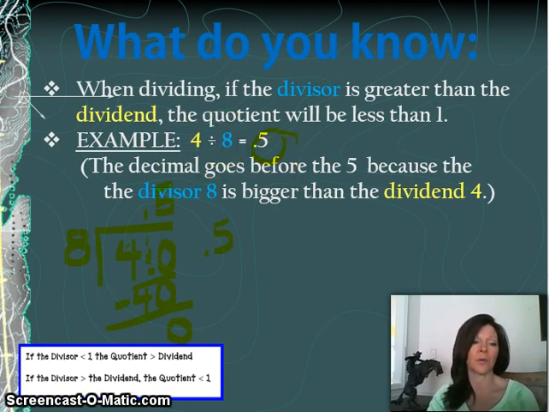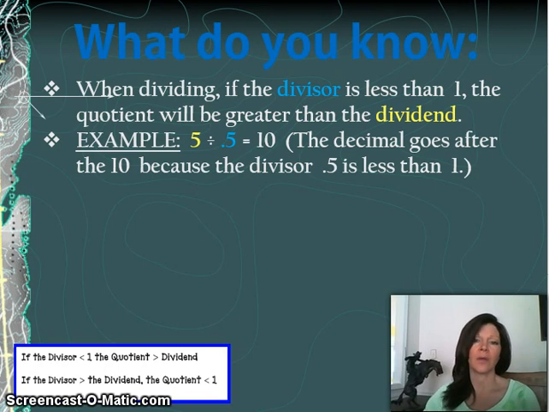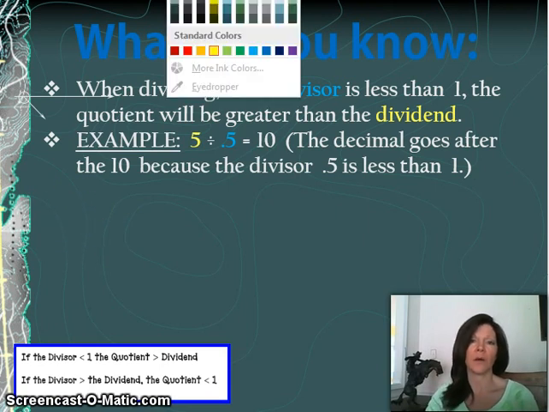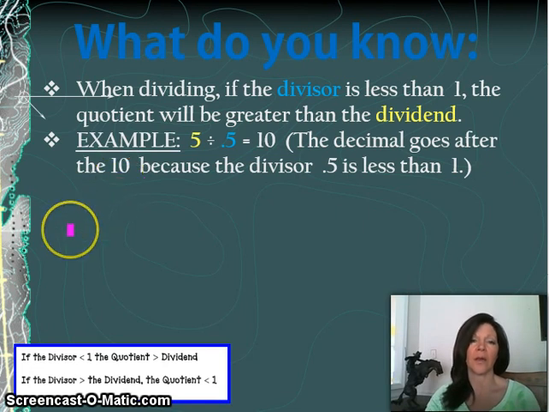All right, let's continue. Let's look at another example. When dividing and the divisor is less than 1, the quotient is going to be greater than the dividend. So now you have your divisor. Remember, again, your divisor is going to go on the outside of your dividing house.